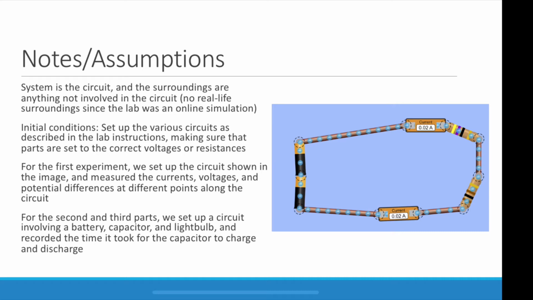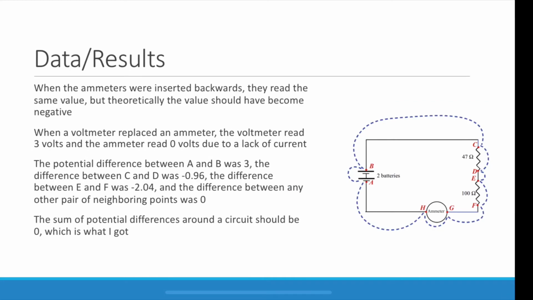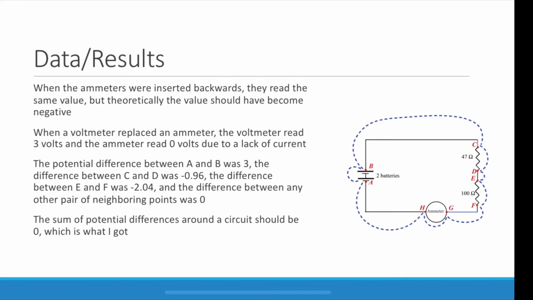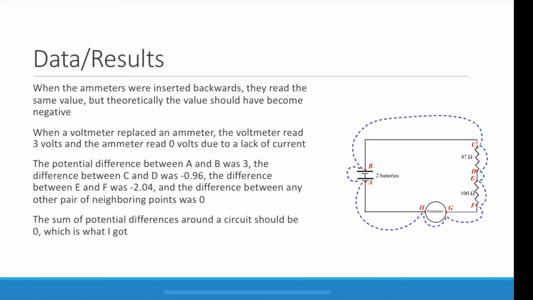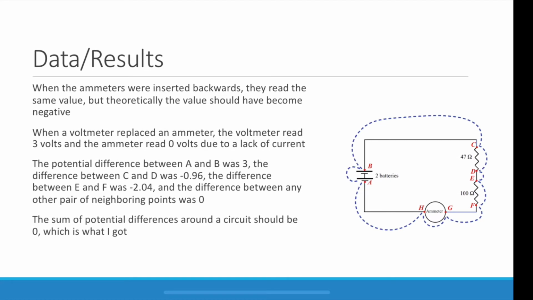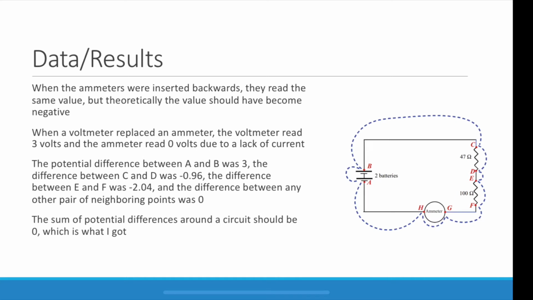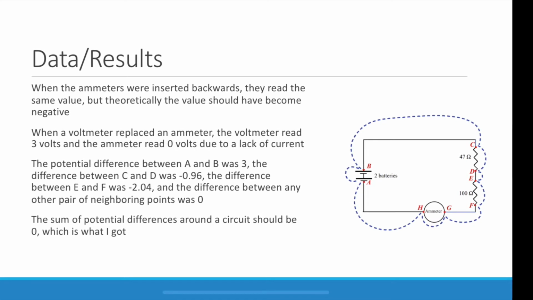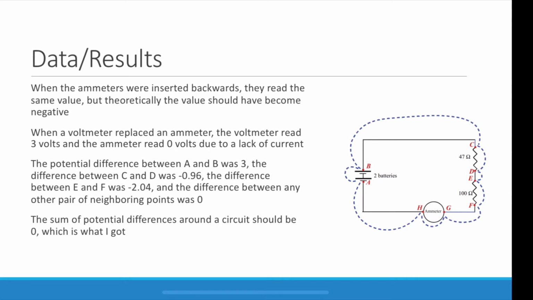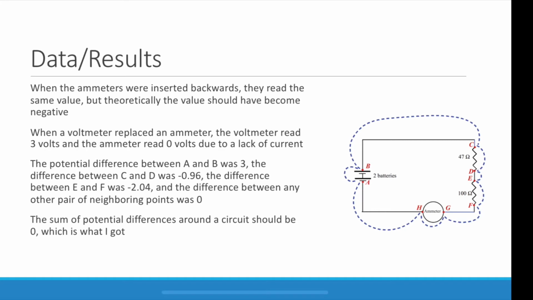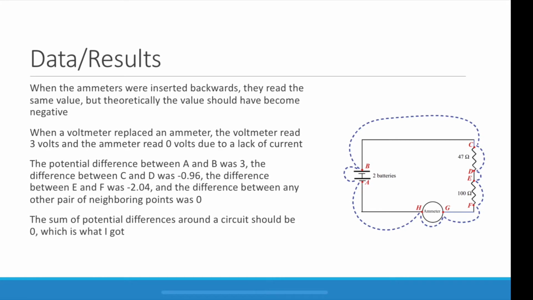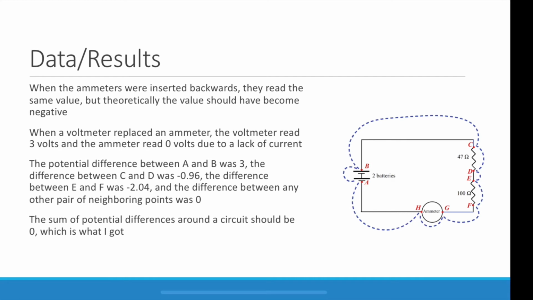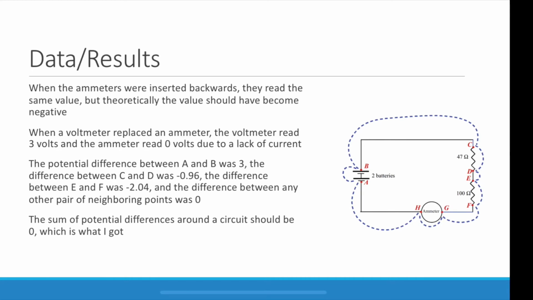And then for the second and third parts, the circuit involved a battery, capacitor, and light bulb. For the data, when the ammeters were inserted backwards, they gave the same value, but theoretically it should be zero. When we broke the circuit and used the voltmeter to measure the voltage, we found that it had a potential difference of 3 volts, and that the ammeter read 0 because there was no current running through.